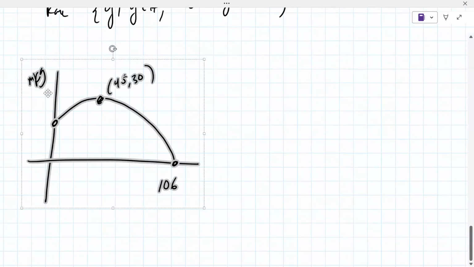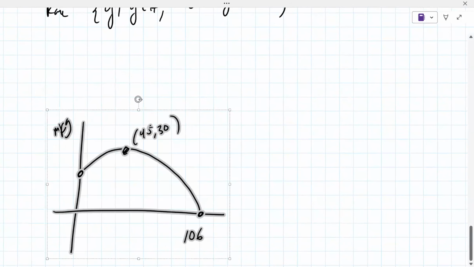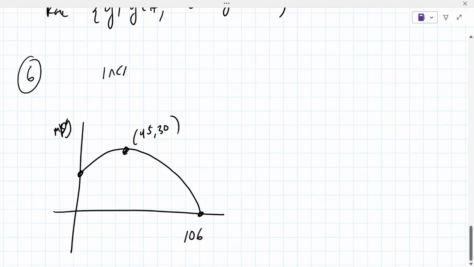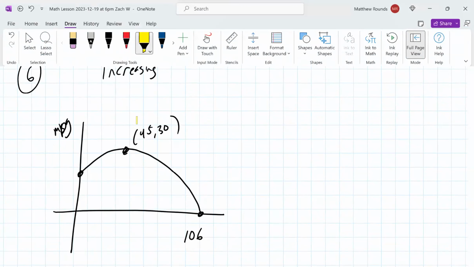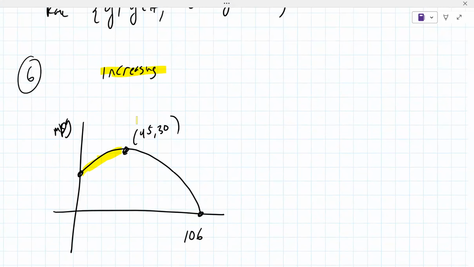All right. So the next problem is number 5, 6. I don't know. We're going back to the increasing, decreasing. That's number 6. Oh, you don't have to do anything for this. I'm just going to keep referring to this graph.